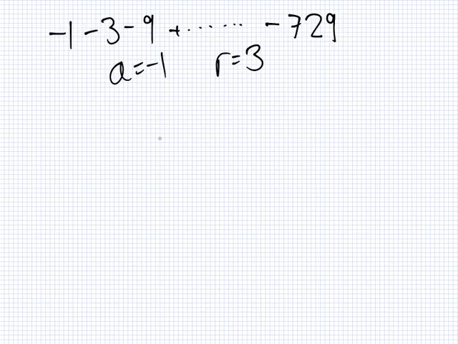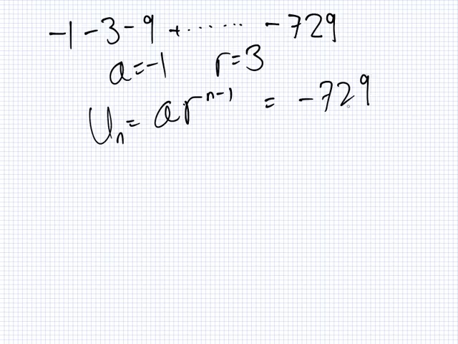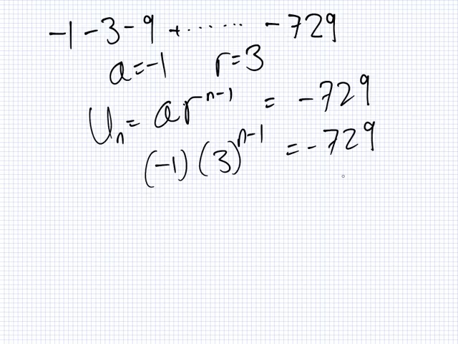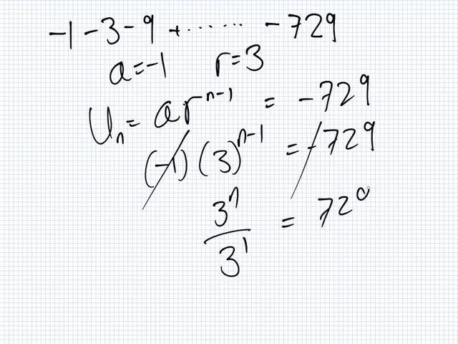So you know that the nth term, which is A times R^(N minus 1), should equal minus 729. So that means minus 1 times 3^(N minus 1) equals minus 729. This minus cancels the minus here, and you have 3^N over 3 equals 729. So 3^N equals whatever 729 is times 3, which is 2187.